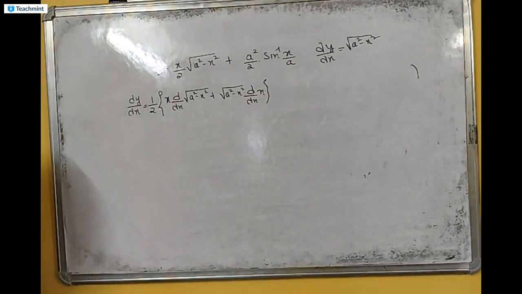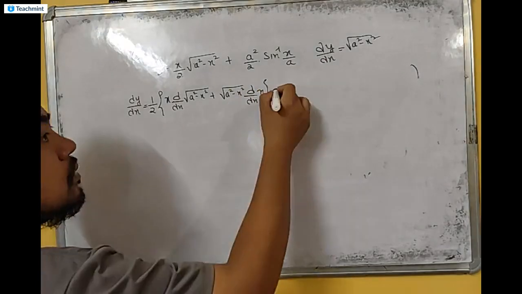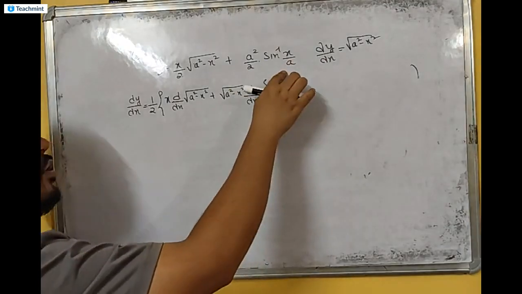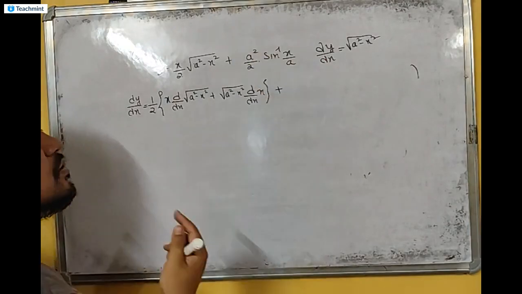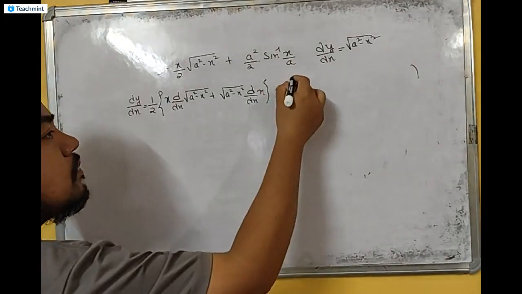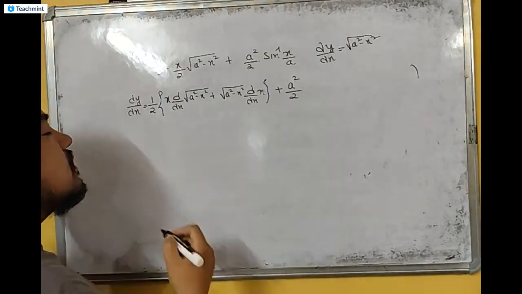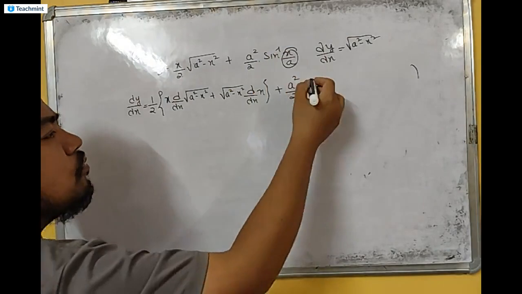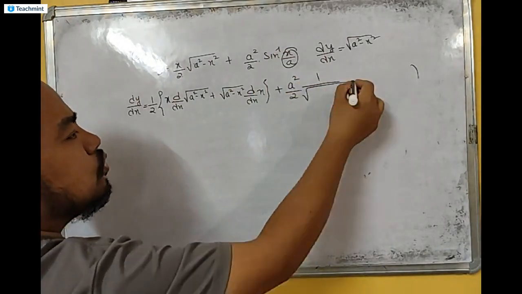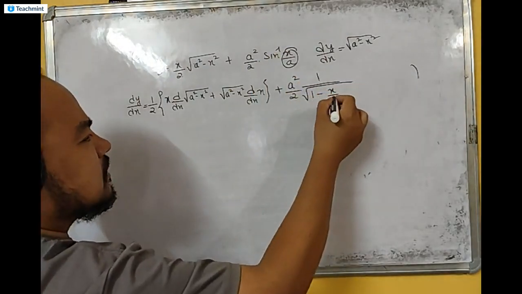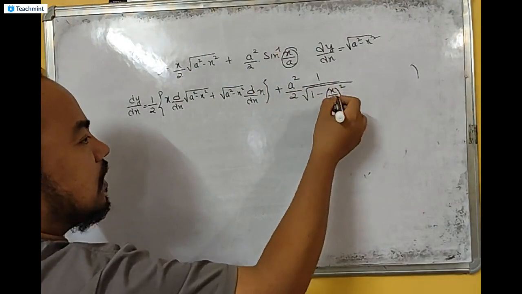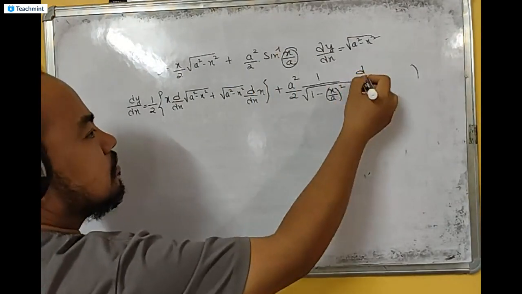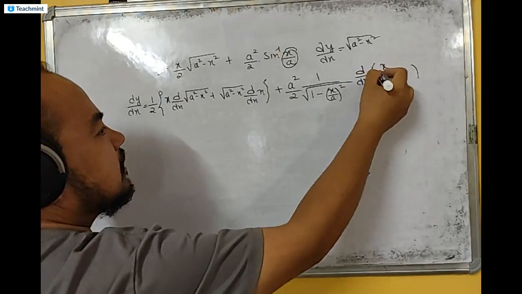So this is called product rule, u into v. Plus, some students will tend to use product rule out here, but you don't have to because you know a is a constant. So the constant automatically comes in front. And did I tell you what the derivative of sine inverse x by a is? What is the formula? 1 divided by under root 1 minus x square. So d by dx of x by a.